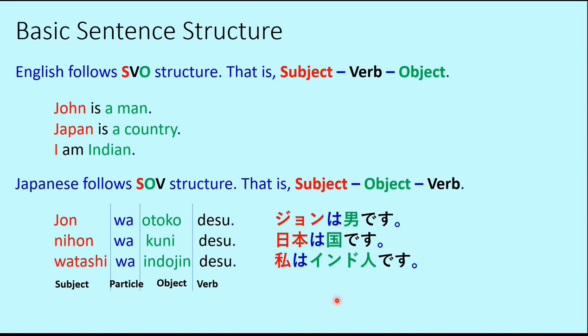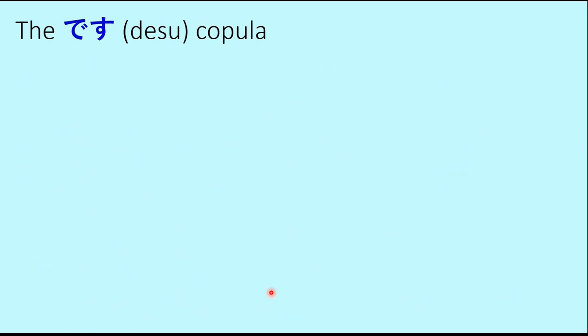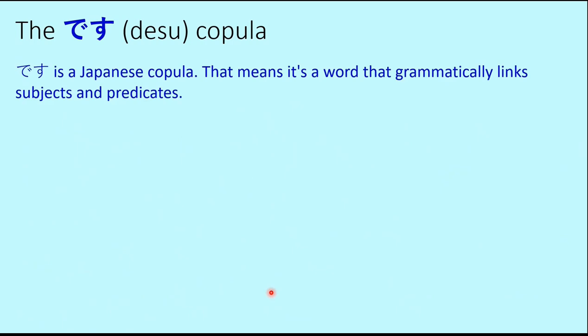So we return to our original slide of the basic sentences. We have seen the subject, the object, the particle. So next is this desu. What is this desu? Let's take a look. The desu copula, it's a Japanese copula. That means it's a word that grammatically links subjects and predicates.